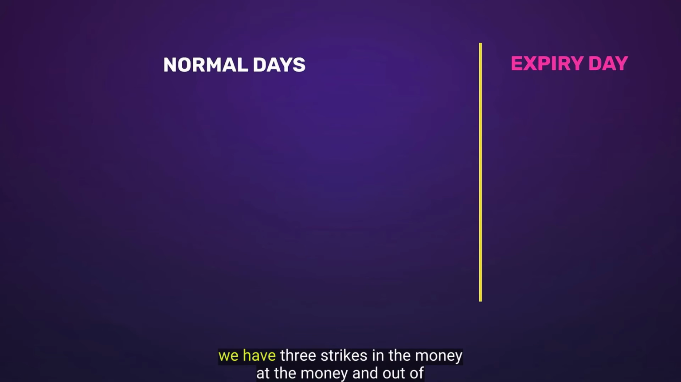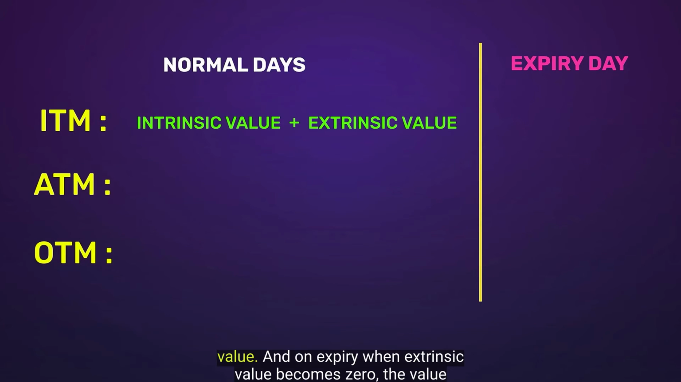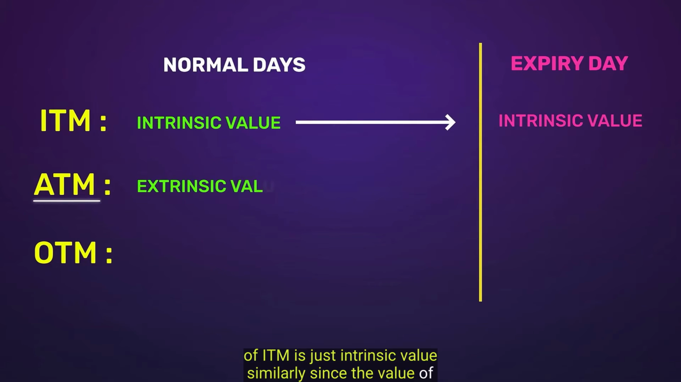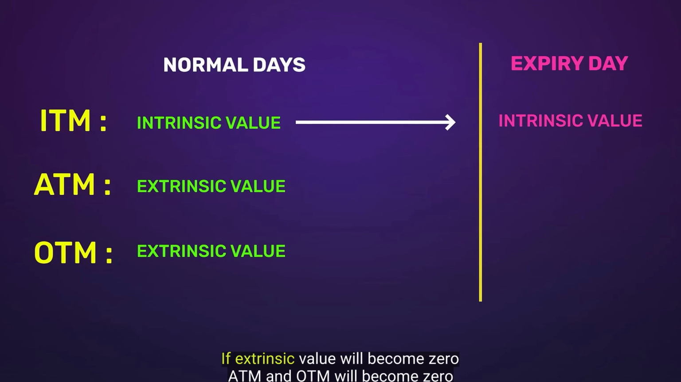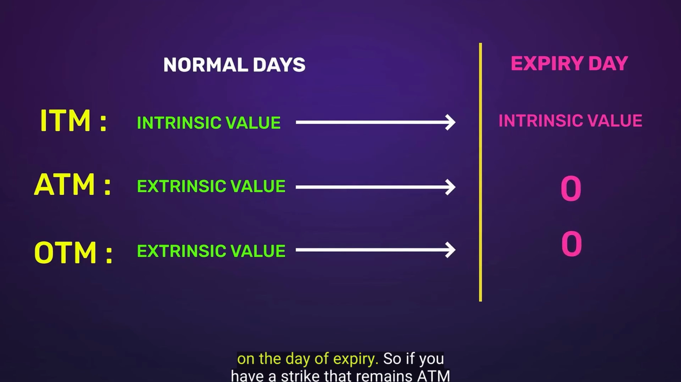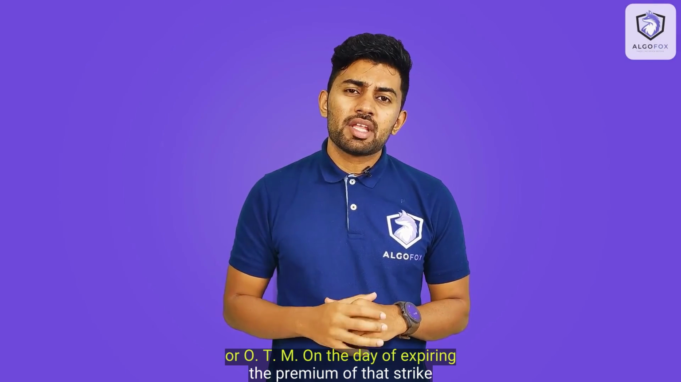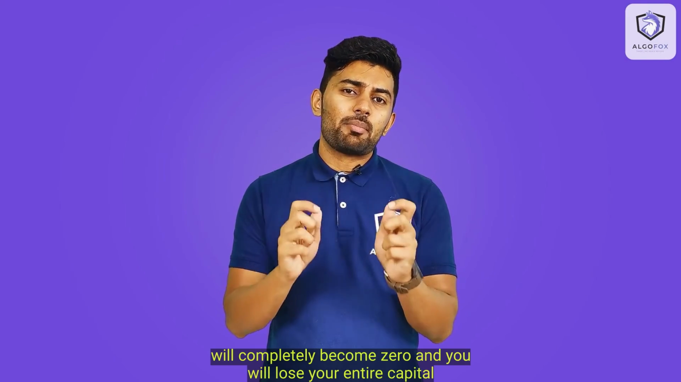To summarize, we have three strikes: in the money, at the money and out of the money. In the money value is intrinsic value plus extrinsic value, and on expiry, when extrinsic value becomes zero, the value of ITM is just intrinsic value. Similarly, since the value of ATM and OTM is just extrinsic value, on the day of expiry, when extrinsic value becomes zero, ATM and OTM will become zero. So if you have a strike that remains ATM or OTM on the day of expiry, the premium of that strike will completely become zero and you will lose your entire capital invested.